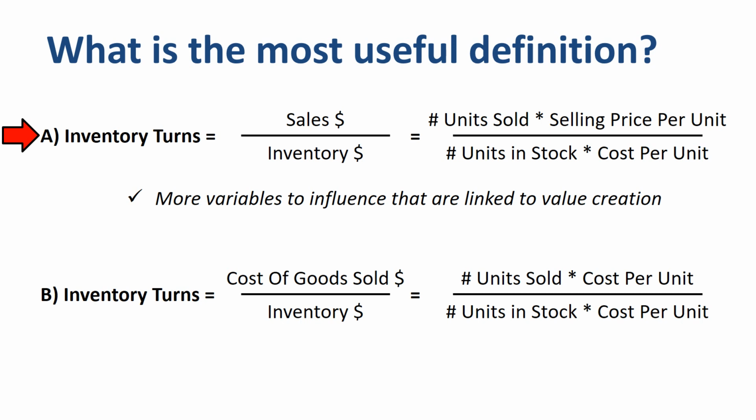How do we sell more units? How do we increase the price per unit sold? How do we optimize our supply chain so we have fewer units in stock? How do we work on productivity to lower the cost per unit?